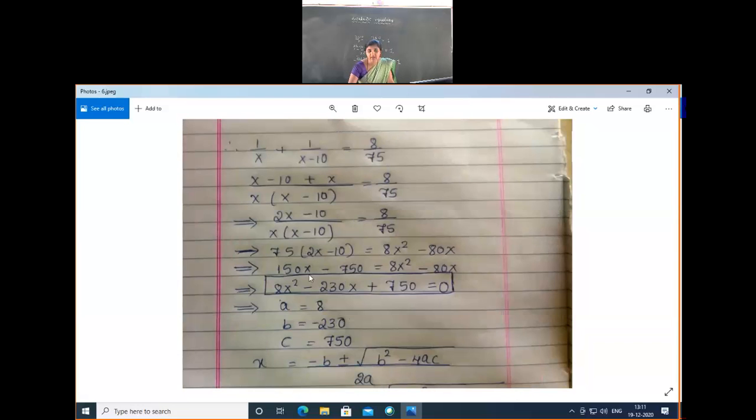Now this is the quadratic equation. So further you can continue. Okay, divided by 2. Yes, we can make the equation simple.